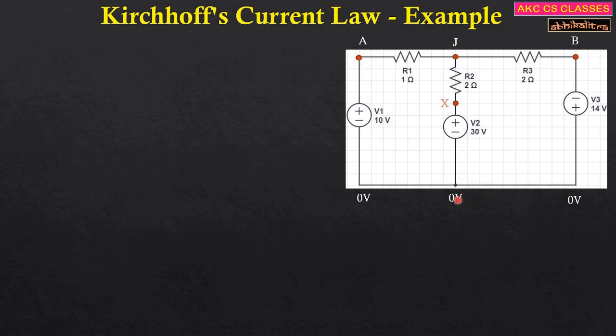Now if we come to this particular point and move in this direction, then again I have encountered another voltage source, which is this voltage source. And again I am moving from the negative plate to the positive plate. That means there will be a rise in the potential, and at junction X, the potential will be equal to 30 volts, right?